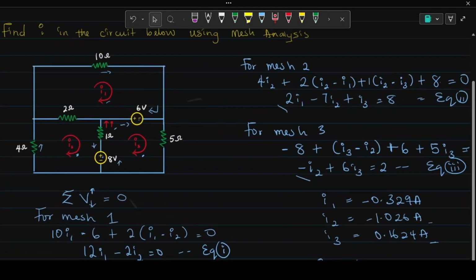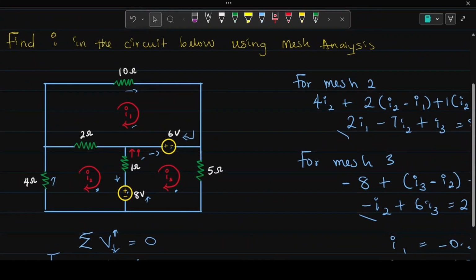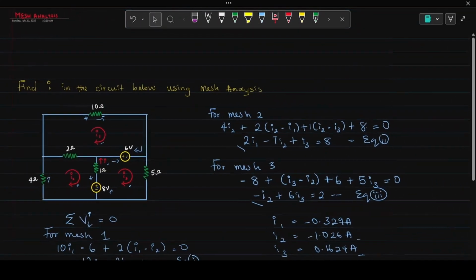Another reason why you'll notice that for resistors I'm always writing positive for them is because as current flows across the resistor, it drops. It goes from a higher potential to a lower potential. That's why you always see resistors with a positive symbol during mesh analysis.